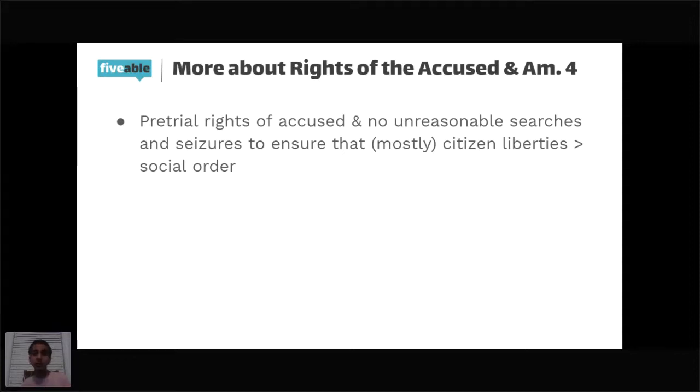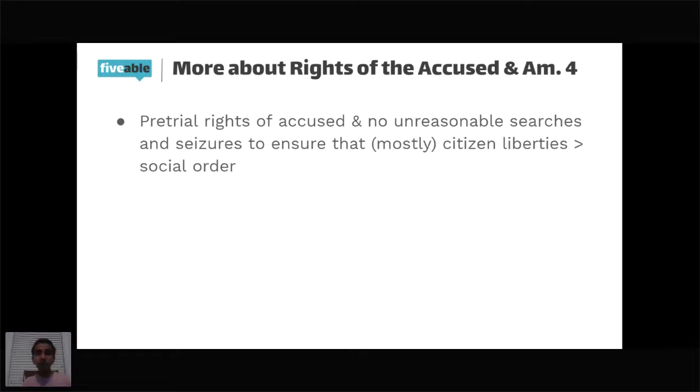So for example, with the Mapp versus Ohio case, having obscene materials is not good for social order and still is and could be a crime. However, the citizens' liberties based on the Fourth Amendment outweigh that social order. So there are cases, remember, the opposite of this is a public safety exception.